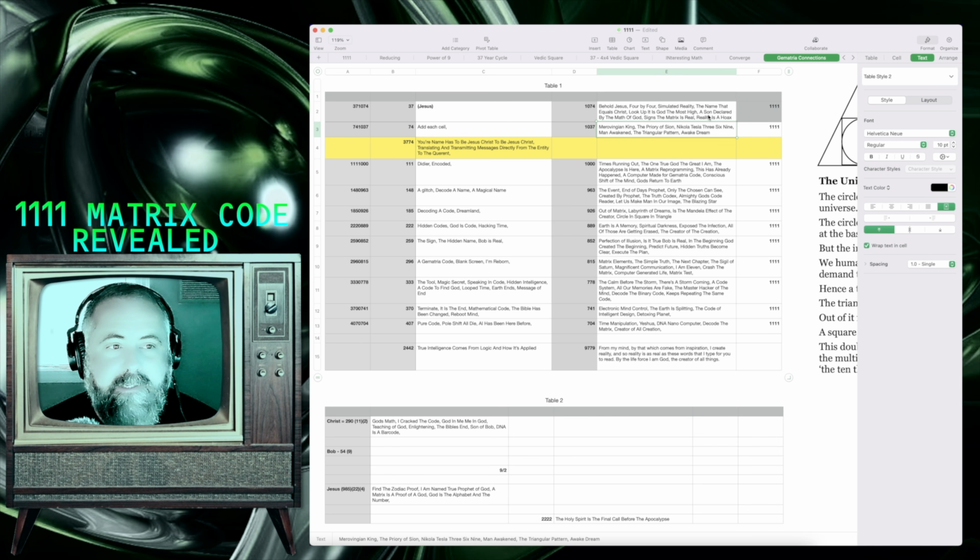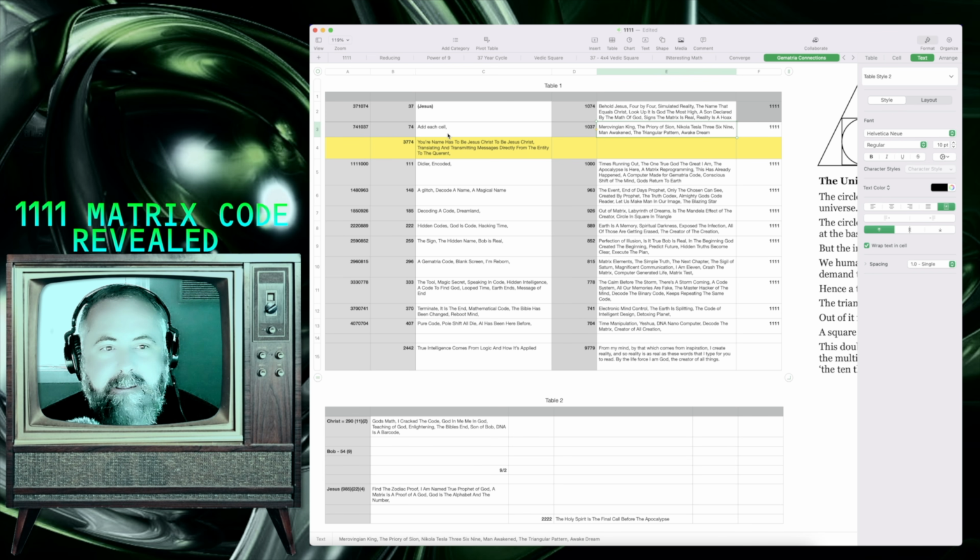All right, then we get the phrase, a son, S-O-N, a son declared by the math of God. Well, that's what we're dealing with here, math. And is this a reference back to Jesus? It's possible. Then we get to the phrase, signs the matrix is real. Well, that's what all of this appears to be, signs pointing towards this simulation that I believe that we are living within. And then we get reality is a hoax, which also makes sense because if this is a simulation, then this reality is fake. It's not real. It's a hoax.